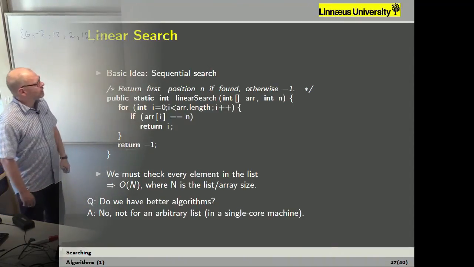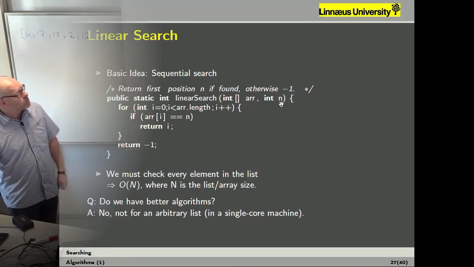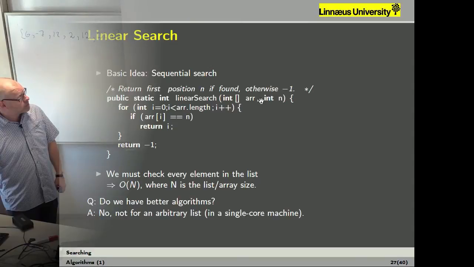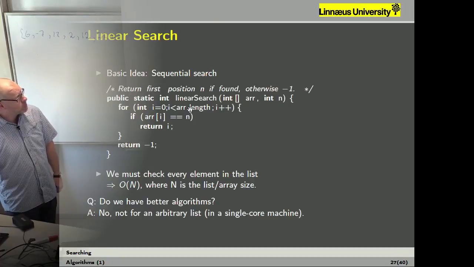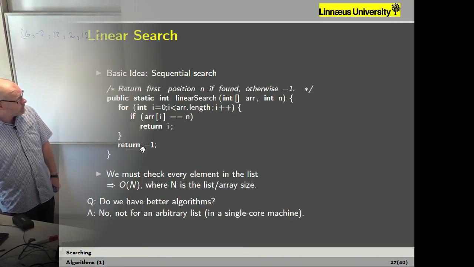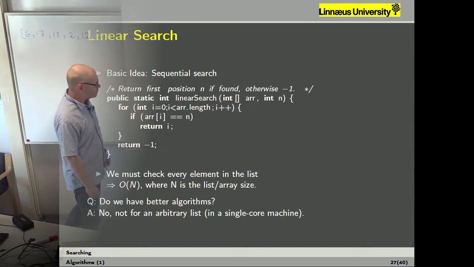Searching. Linear search. The simplest idea, if I give you an array and you should search for a certain element, is to run through it from the start position to the end position and check, do I have this element here? If that is the case, I immediately stop and return the position. Otherwise, I return some number indicating I haven't found it.